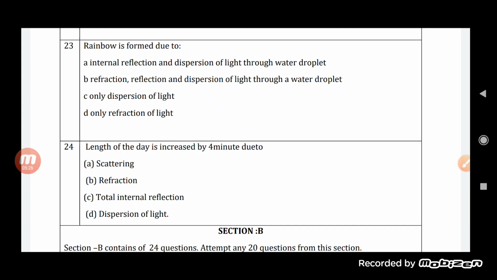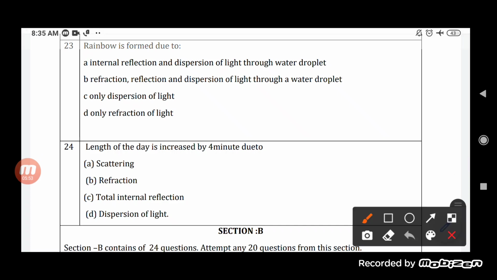Then it will also undergo the process of, sorry, first of all it will undergo reflection, then refraction, and also internal reflection. Okay, so according to that, the option will be refraction, reflection and dispersion of light through water droplets.